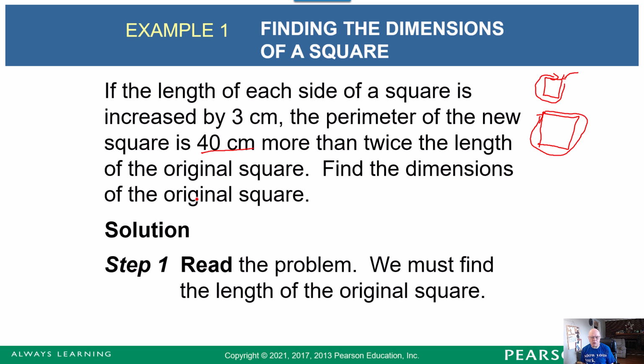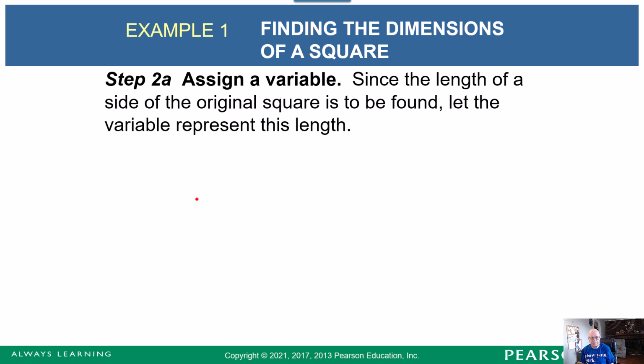So we've read the problem, or pause this video, read the problem, make some notes perhaps. We want to find the length of the original square, so that might be what we want to represent by x. That would be the easiest. 2a, notice I put in the two parts. 2a, assign a variable. Because the length of the original square is to be found, let the variable represent this length, x, y, s, whatever you want to.